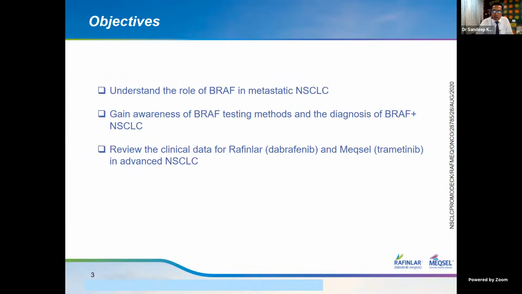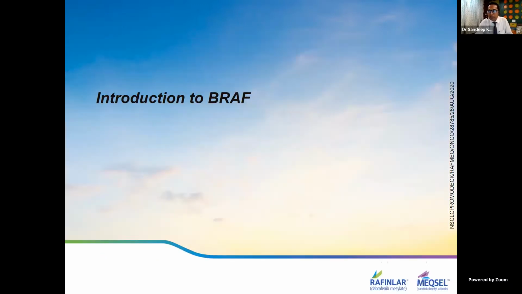We will understand the role of BRAF inhibitors in metastatic NSCLC and gain awareness of its testing methods and diagnosis, and the clinical data related to dabrafenib and trametinib, which has been the choice of therapy as a category 1 recommendation in patients who are BRAF mutated.